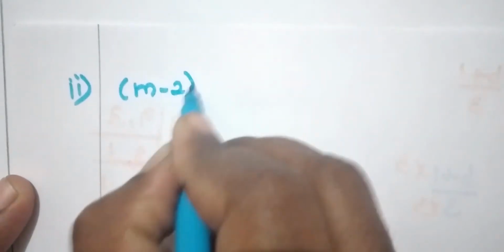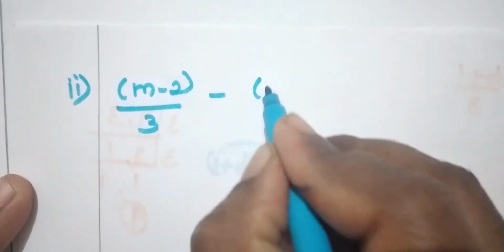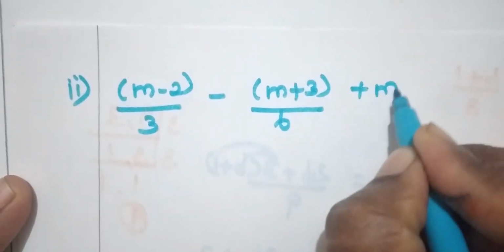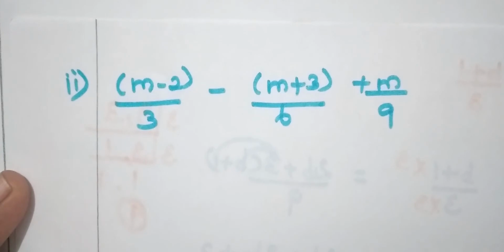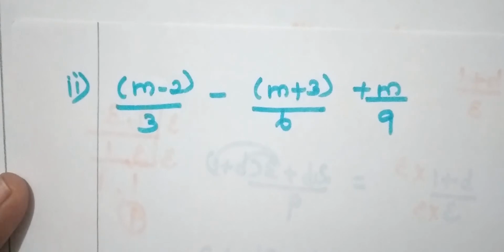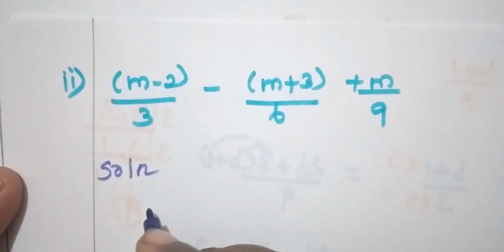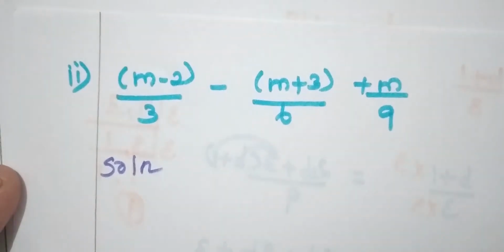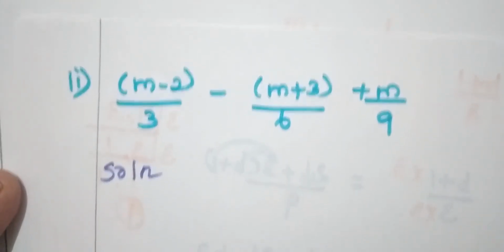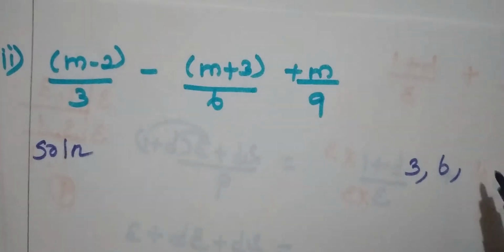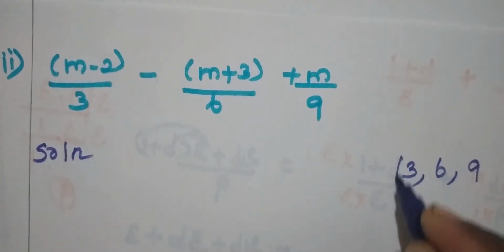m minus 2 by 3 minus m plus 3 by 6 plus m by 9. What's the first step to solve this one? Yes, the first step is we have to take the LCM. So take LCM for the numbers 3, 6 and 9.